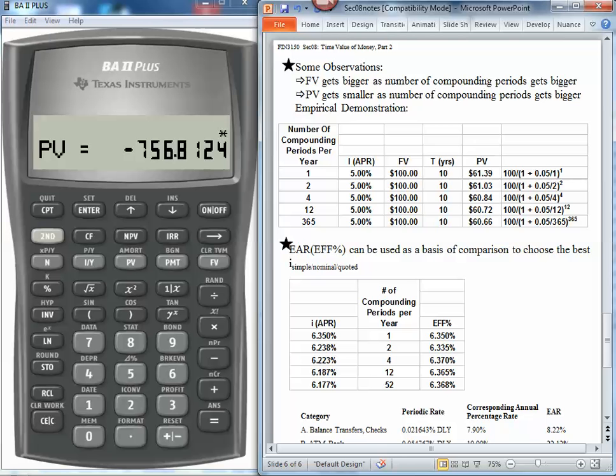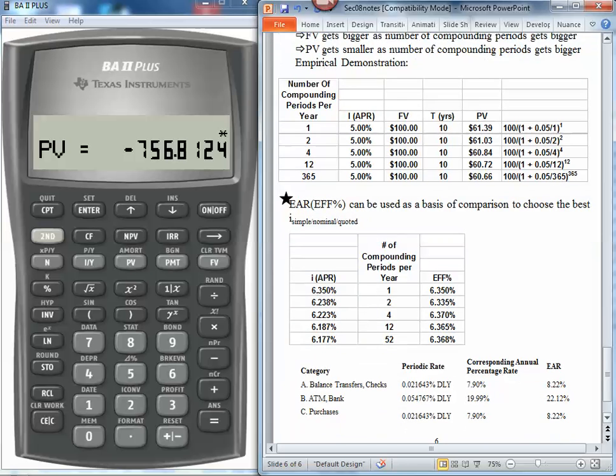Another way of saying this is I only need $60.66 to have $100 a year from now if my compounding is daily, whereas if my compounding is annual, I would need to have $61.39. So we can see this relationship. As the number of compounding periods goes up, the present values go down. As the number of compounding periods goes up, the future values go up. There's a direct relationship for future value and an inverse relationship for present value.